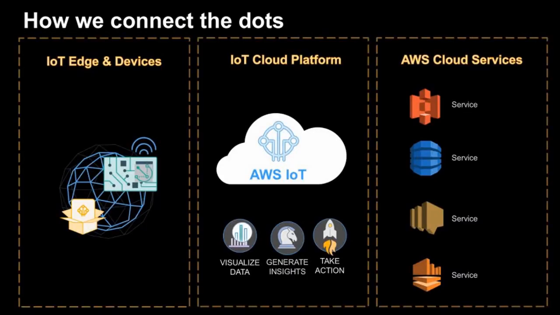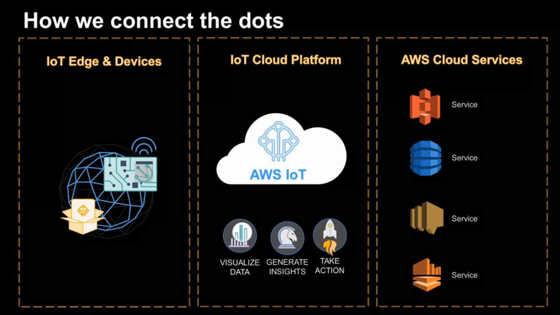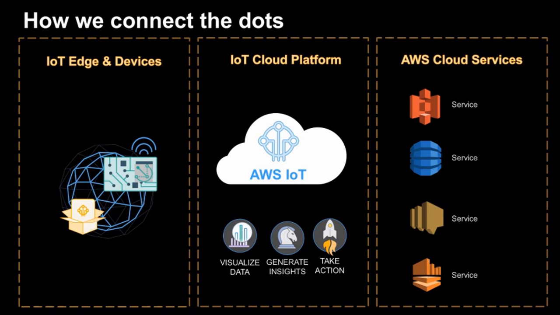So when we think about connecting all of the dots, we talked about the middle portion heavily, AWS IoT, the IoT cloud platform for connecting your devices and receiving and publishing messages. We also talked about the items on the right. How can you interact with other parts of the AWS system, whether that's S3, Dynamo, SNS, or Kinesis? And what we'll focus on a little bit more is what's on the left, the IoT edge and those devices.